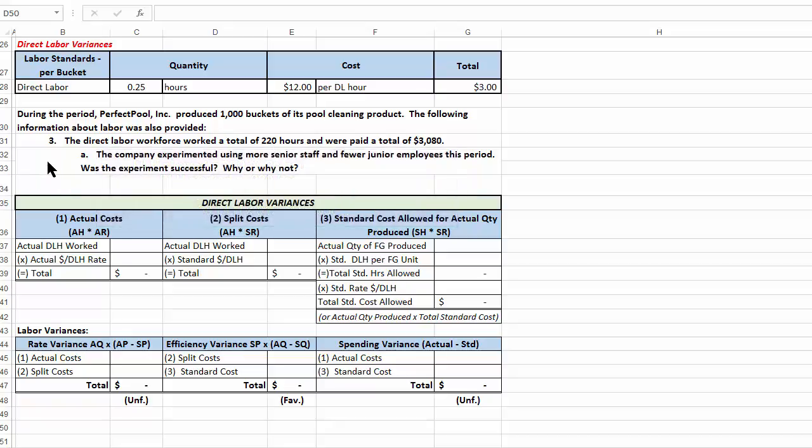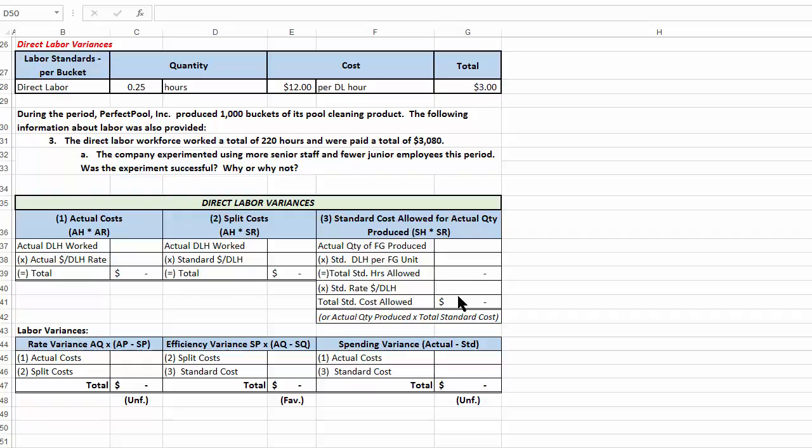The question I want you to ponder is that the company experimented using more senior staff and fewer junior staff in this period, and was the experiment successful? Why or why not? Okay, so the rate variance for labor is computed simply by comparing the actual rate per hour with the standard rate per hour and expressing it in terms of direct labor hours worked.